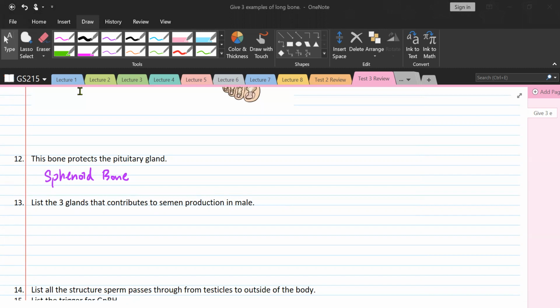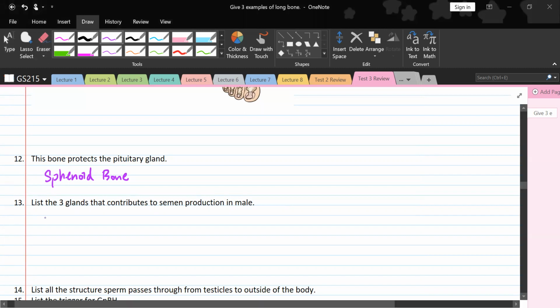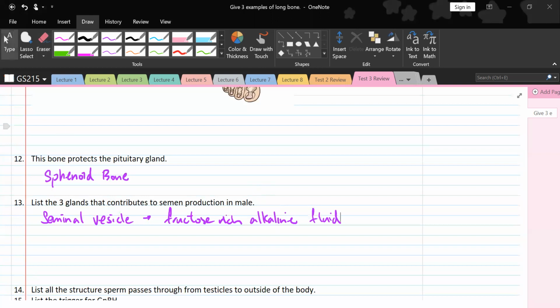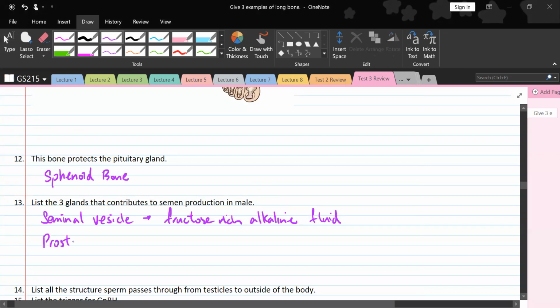Okay, next part. Three glands that contribute to semen production. So there is the seminal vesicle, right, which secretes a fructose-rich alkaline fluid. So it will help nourish the sperm and help neutralize the acidity in the female reproductive tract. There's also the prostate, which is also going to help adjust the pH and hence sperm motility.